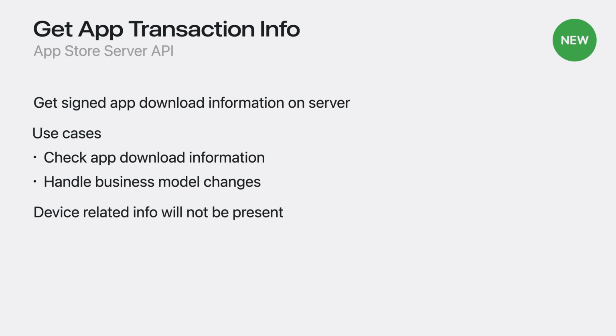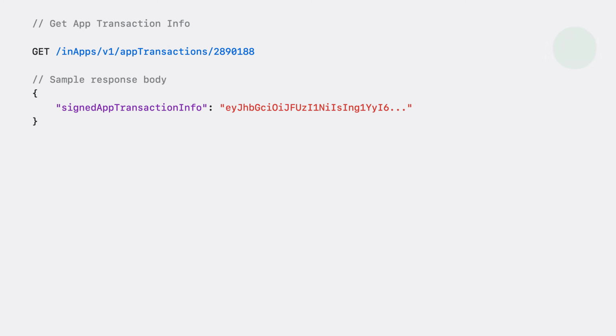Keep in mind, this endpoint does not return device-related details such as device verification. For those purposes, continue to rely on the app transaction object obtained from your app. Next, I'll show you the endpoint, which is a part of the App Store Server API. Here's an example of using the Get App Transaction Info endpoint. You can provide any transaction identifier, such as original transaction ID, or app transaction ID in the path. The response contains JWS-signed app transaction info. You can use the App Store Server library as one way to decode the signed app transaction info.